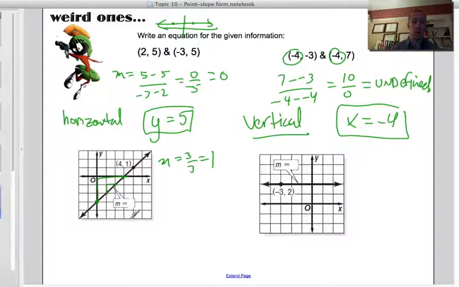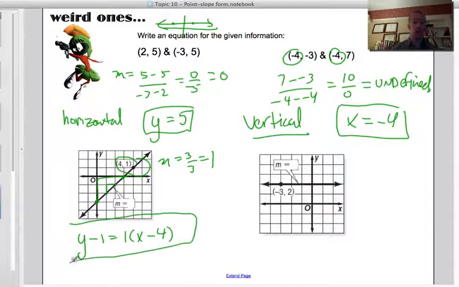So slope is 1, and they give us this point here. We're sure that's on it, so we just do y minus the y coordinate equals the slope times x minus the x coordinate. Piece of cake. And you just leave it like this unless the question asks for it in a different form. Alright, so if it doesn't ask for it in a different form, just leave it in point-slope form.